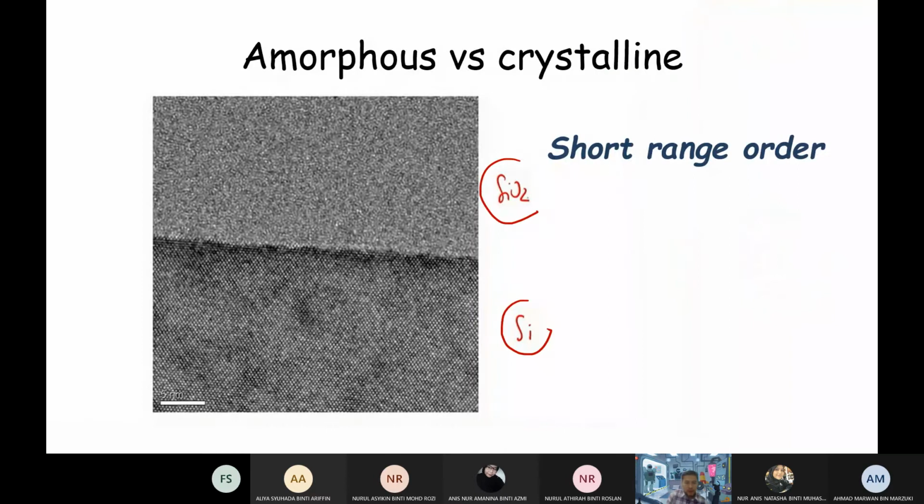Okay, how about this one? How about silicon oxide? If you look at the silicon oxide here, we lose that.